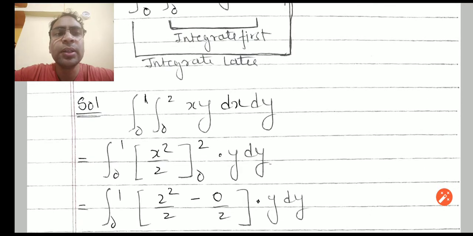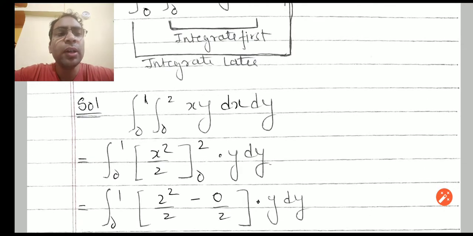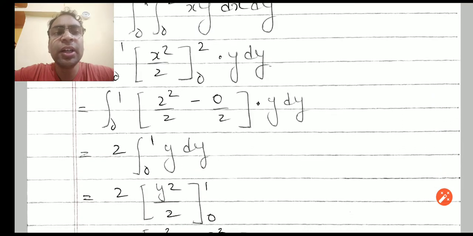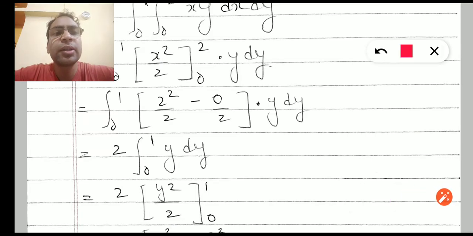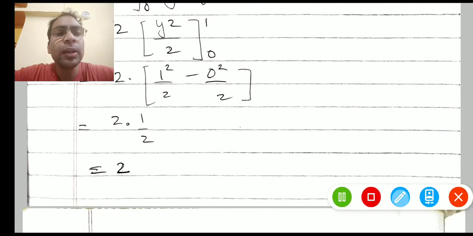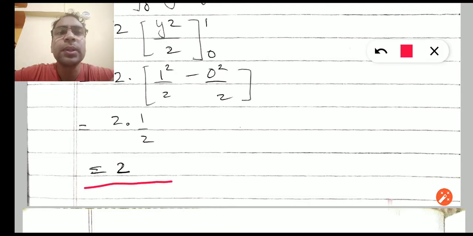You can see the solution of this question, where we are integrating xy first with respect to x. This gives x square upon 2, where y becomes the constant. Then we apply the limits 0 to 2, and after that we integrate the function with respect to y, and then apply the limits. So this is the solution of the given question. This is 2.